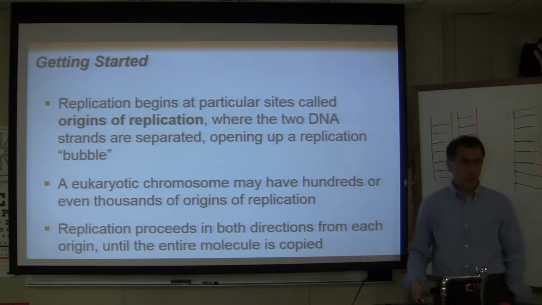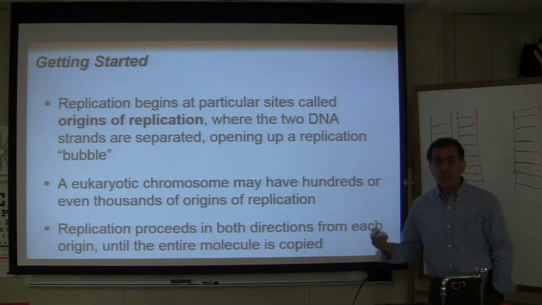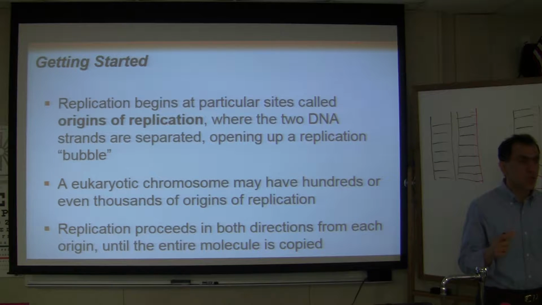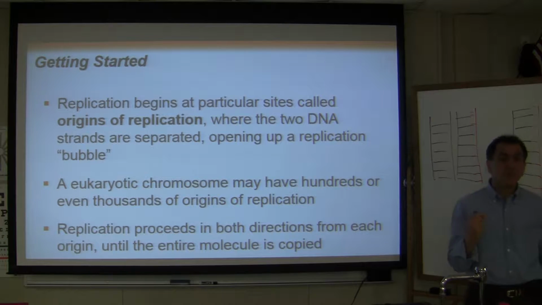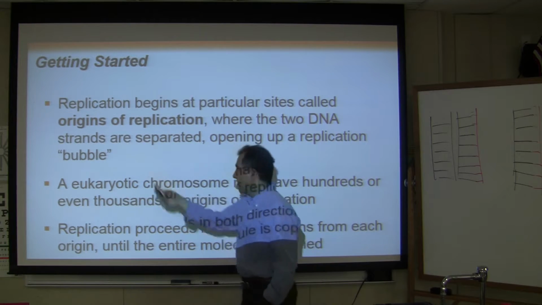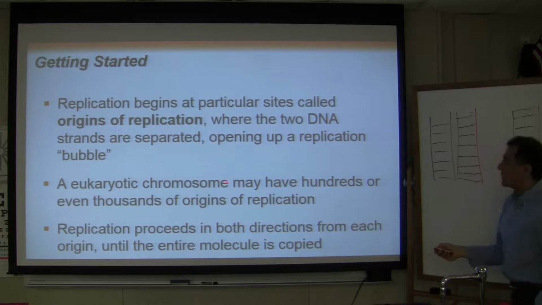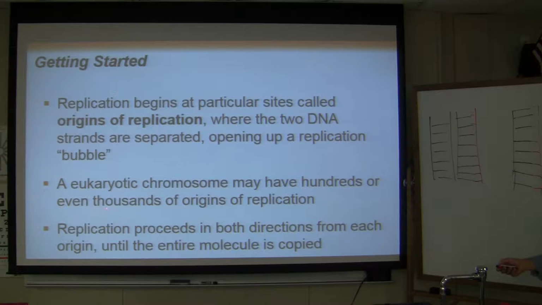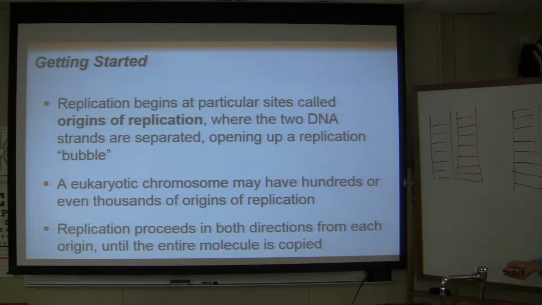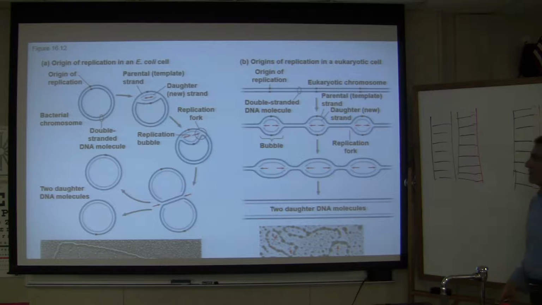opening up a replication bubble. You saw it in the video, and then you will see it now, and I will talk about it. I'll show you a picture of what a bubble means. Just hang on to that word, a bubble. Okay, and eukaryotic chromosomes may have hundreds, even thousands of origins of replication. It means they have thousands and hundreds of bubbles. Replication proceeds in both directions from each origin until the entire molecule is copied.